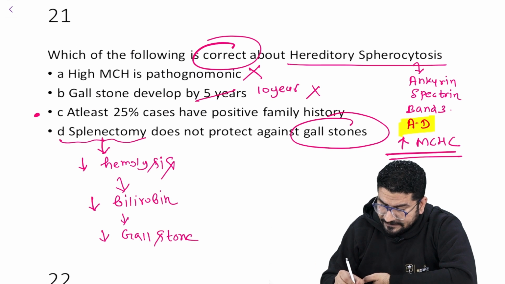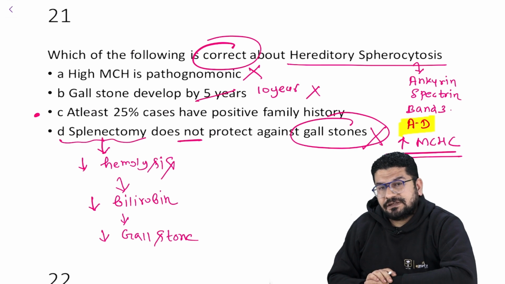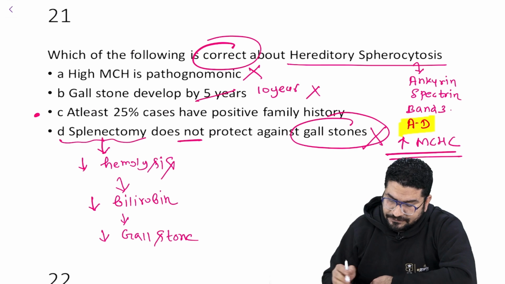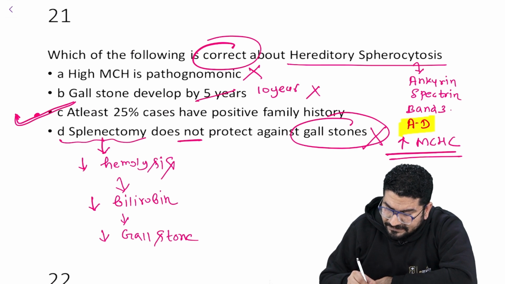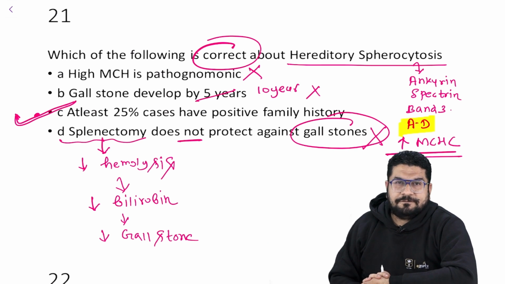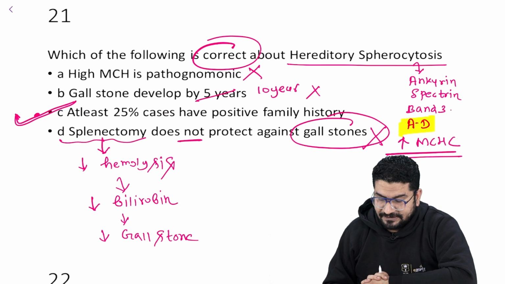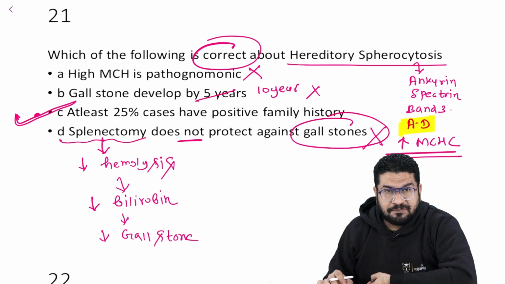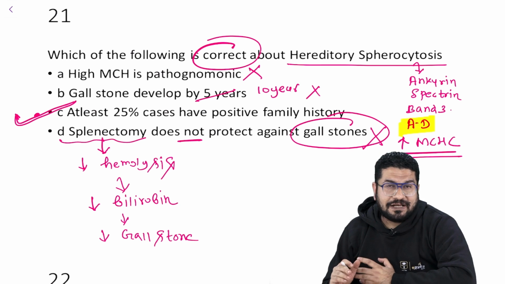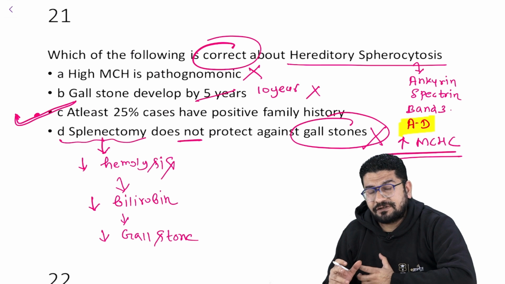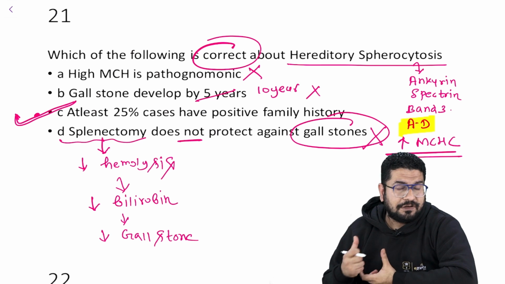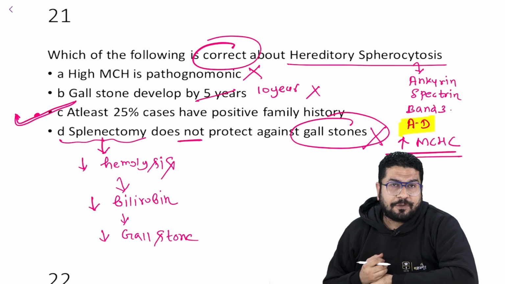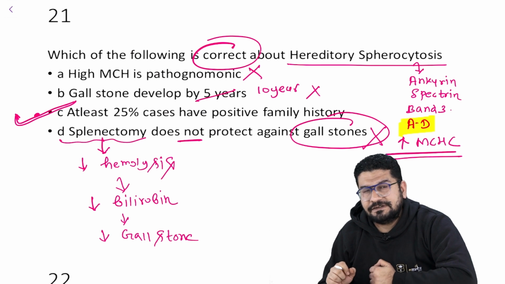So here it is given 'does not protect', so this is a wrong statement. The answer for this question, by ruling out other choices, will be that 25% may have a positive family history. Again, a decent one. This is a very important thing: you should rule out. What I noticed is that in all the MCQs we try to use your brain a lot and rule out other options. Ruling out was the major thing in this exam.